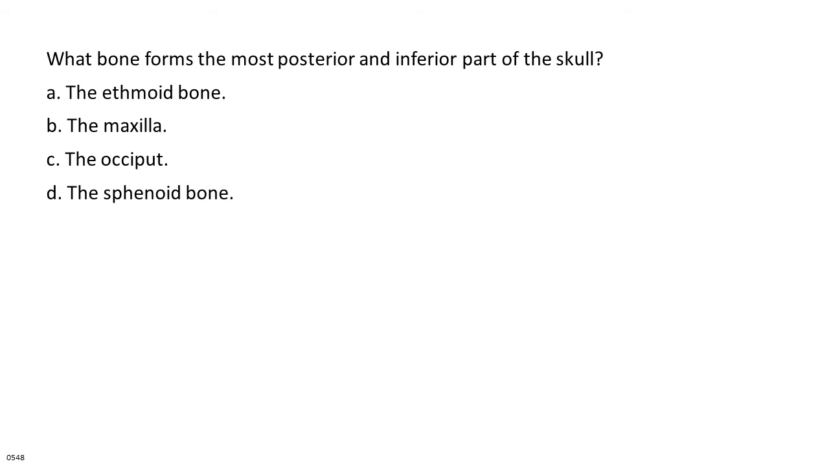What bone forms the most posterior and inferior part of the skull? A. The ethmoid bone. B. The maxilla. C. The occiput. D. The sphenoid bone.